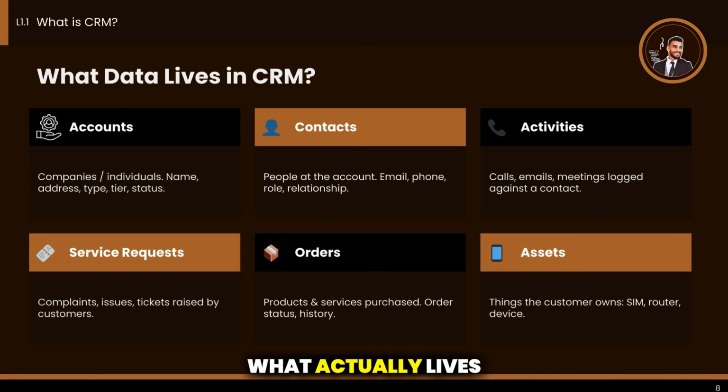Let's talk about what actually lives inside the CRM system, because this is important for your technical work. You need to understand the business entities before you can configure them in Siebel. First, accounts. In Siebel, an account represents a company or individual customer. It holds the name, address, customer tier, are they a premium customer or a standard one, and all associated information. Then contacts. Contacts are the people at those accounts. A company might have multiple contacts. For example, CEO, IT manager, a billing contact, all associated with the same account.